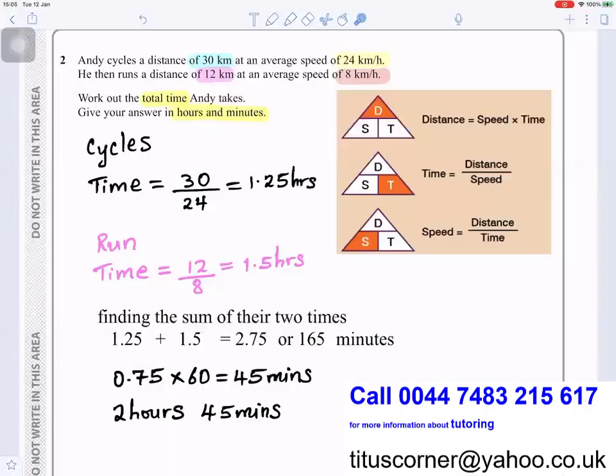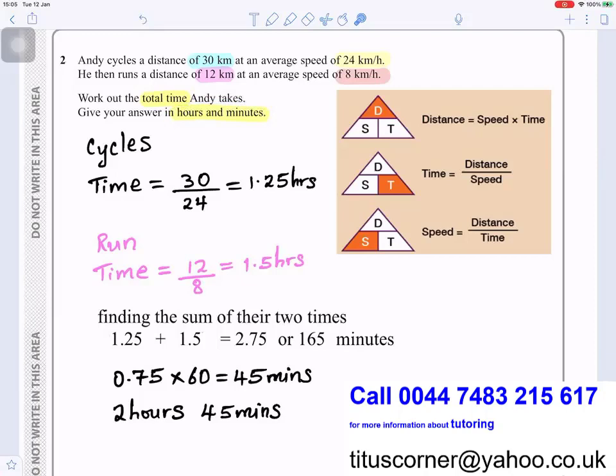To do this type of question, I first of all highlight the important information. I highlight the 30 kilometers and the 24 kilometers per hour, which is the speed. I highlight the distance of 12 kilometers, and I highlight the speed of 8 kilometers per hour. And I highlight the total time which we have to work out, and we give the answer in hours and minutes. I highlight that as well.